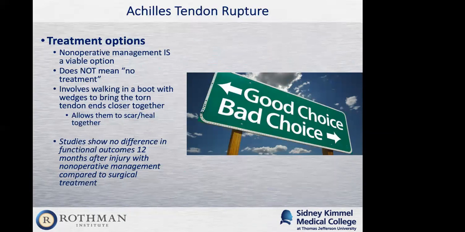Patients who are treated without surgery are generally treated in a walking boot that has wedges under the heel. And the purpose of that is to bring those ruptured tendon ends back together to allow them to scar or heal into place. So the question would come up, well, if non-operative management is just as good as surgical management at the 1 year mark, then why do we operate on these tendon ruptures?